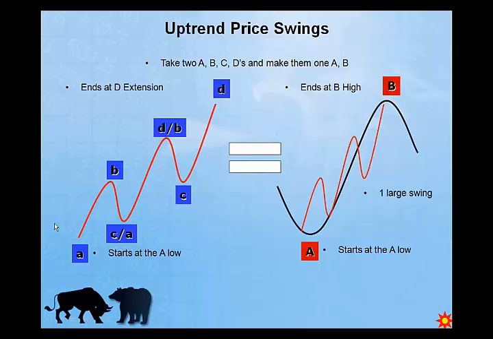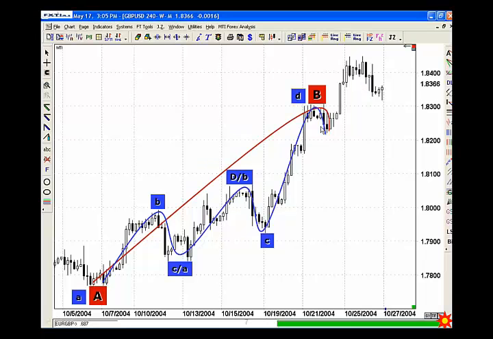Now, if we see this, there are going to be several swings. The market does an A, B, C, D, then it does another A, B, C, D, and it also becomes one big A, B. One large swing. And we could see here, look how the market did A, B, C, D, A, B, C, D, and then we could make this one big A, one big B.